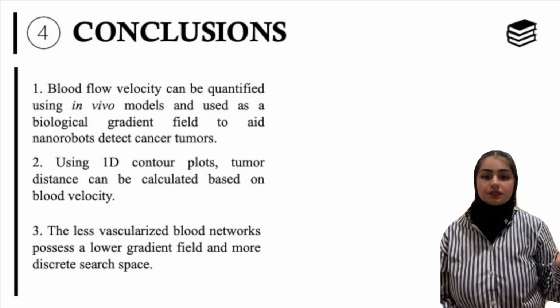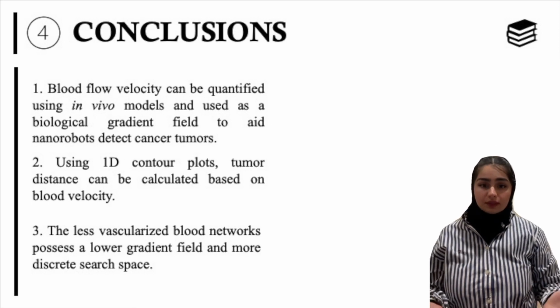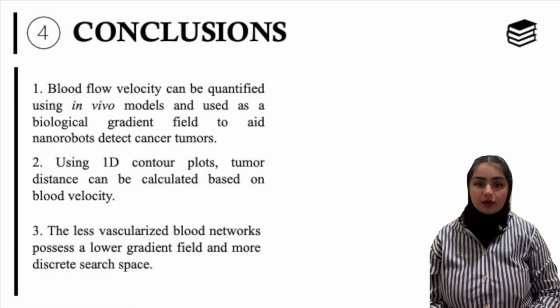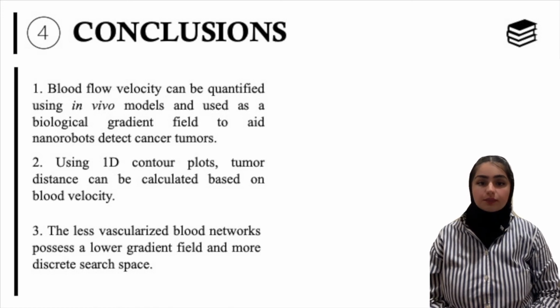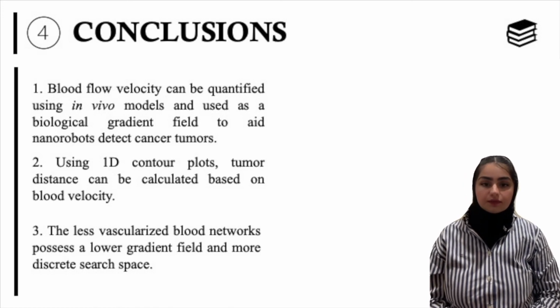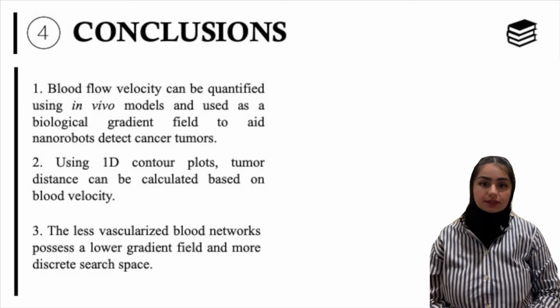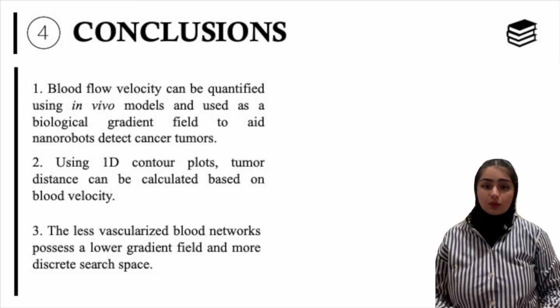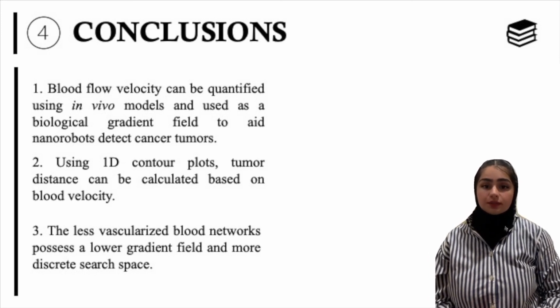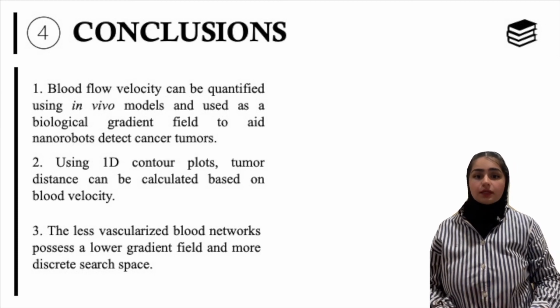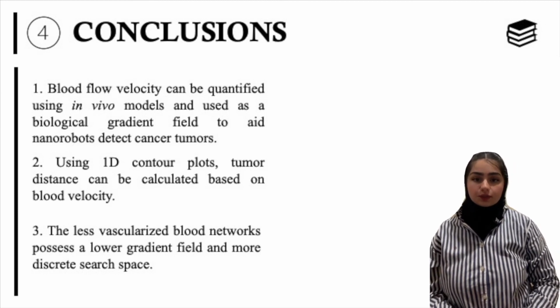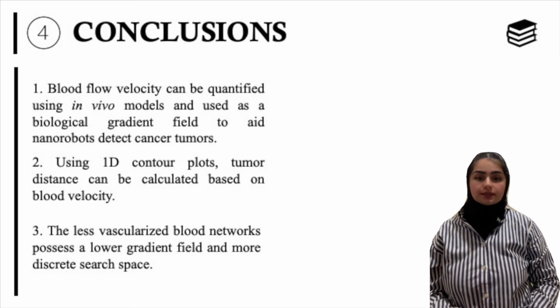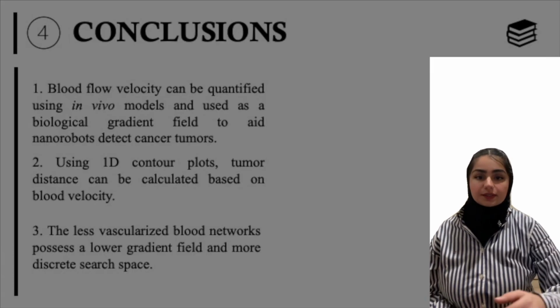Finally, this research concluded the following. Blood flow velocity can be quantified using in vivo models and can be used as a biological gradient field to help nanorobots detect cancer tumors. Using 1D contour plots, tumor distance can be calculated based on blood flow velocity. The less vascular blood vessel network possesses a lower gradient and a more discrete search space.